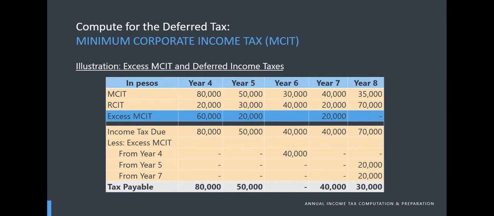So in year 7, the 20,000 already expired. So that's why in year 8, there is no longer a benefit. The company no longer has the benefit to claim the remaining 20,000 excess credits from year 4 kasi it already expired.